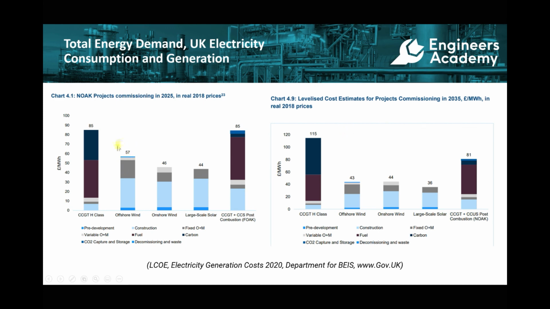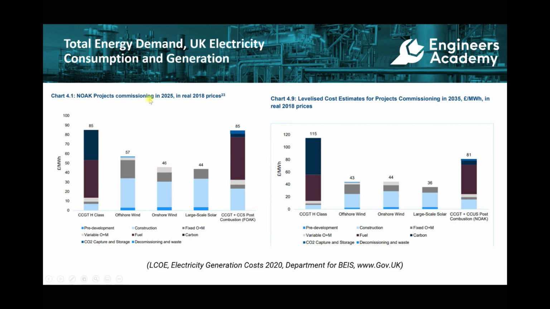We can see that offshore wind is slightly more expensive than onshore wind, and that difference in cost is largely due to these costs here, which are construction costs, and these costs here, which are operating and maintenance costs. So as we would expect, it's more expensive to build and maintain an offshore wind farm. The costs for onshore wind and large-scale solar are relatively comparable, £46 per megawatt hour when compared to £44 per megawatt hour. The difference being there are variable operation and maintenance costs for onshore wind.